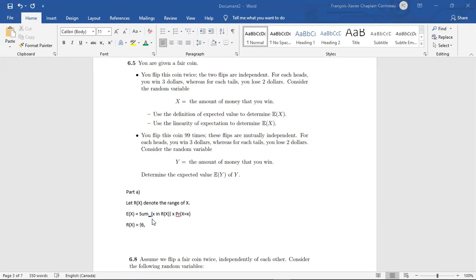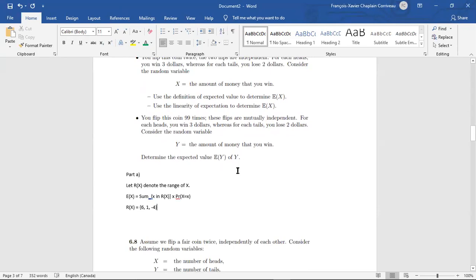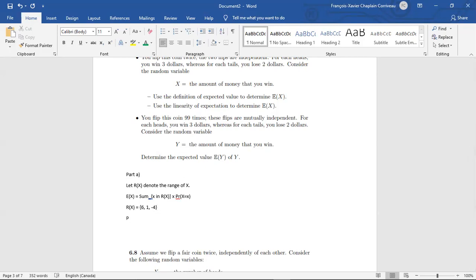The next thing that can happen is I flip a head and a tail. So I win 3, but I lose 2. So I get $1. And then the next thing that can happen is I lose $2 twice. So I lose $4, which is -4. Here we only care about the values of this function. The next thing we look at is the probabilities that each of these values is achieved.